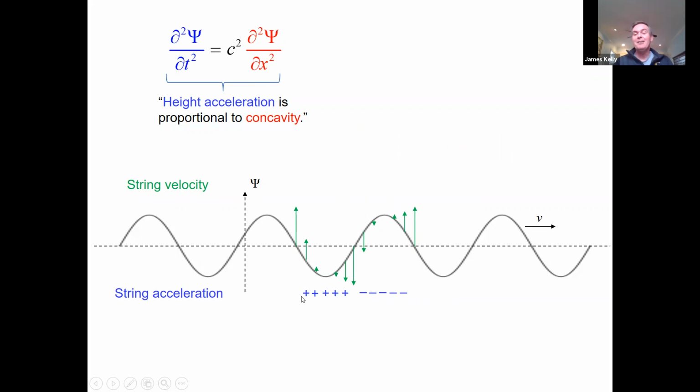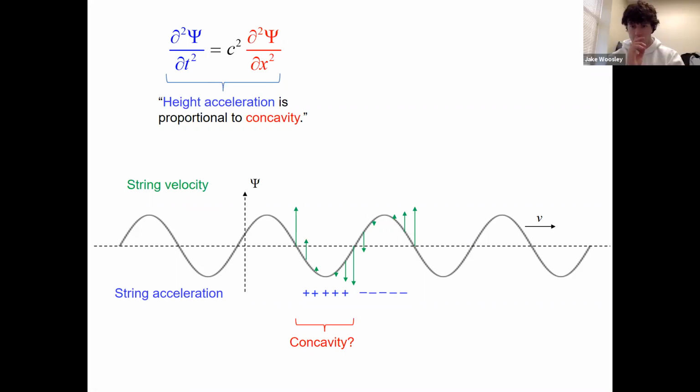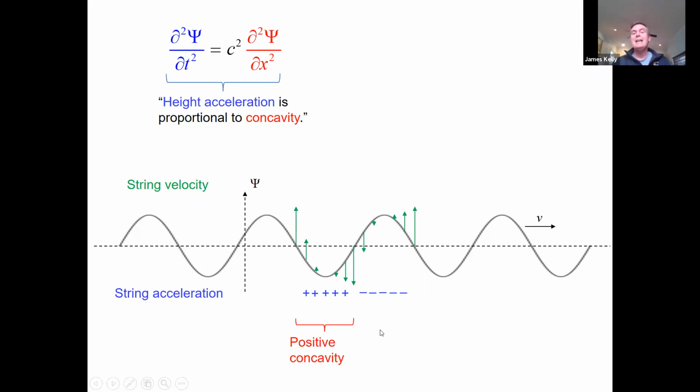What I've succeeded in showing here is that the string acceleration is positive here and negative there. We're trying to compare the acceleration to the concavity. Does that match up? In other words, what's the concavity in this region? If we remember that notation from calculus, positive or negative concavity? It's positive concavity, right? Positive concavity, when it's concave up, means it's opening in the upward direction or holds water. Negative concavity is where it's opening downward or wouldn't hold water, right? So that agrees with this. C squared is a positive constant. So this is saying the height acceleration is proportional to concavity.